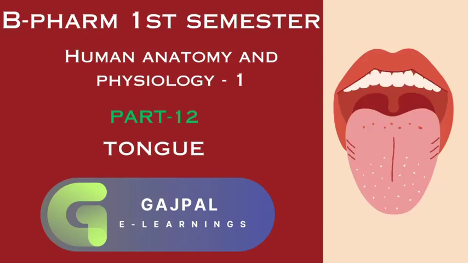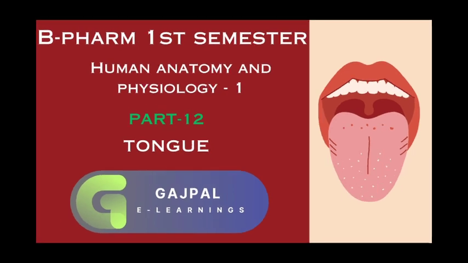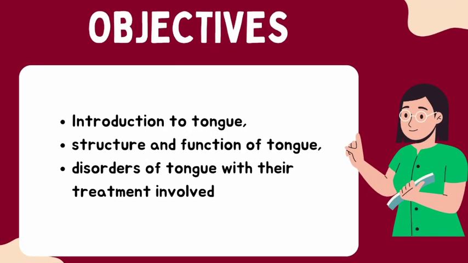In this video we are going to study the topic sensory system, that is the tongue, which is a part of B Pharmacy first semester, Human Anatomy and Physiology Part 1. So let's start. The objective of this video is to study the introduction to the tongue, structure and function of the tongue, and disorders of the tongue with their treatment involved.